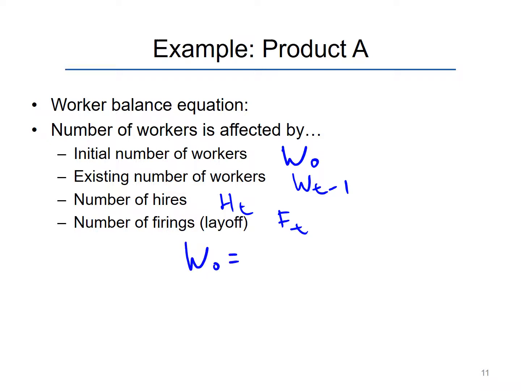My initial number of workers is 50, so this is the end of December and the beginning of January in this scenario. Then my number of workers for any given period T is given by the number of workers at the end of last period plus the number of hires minus the number of fires.